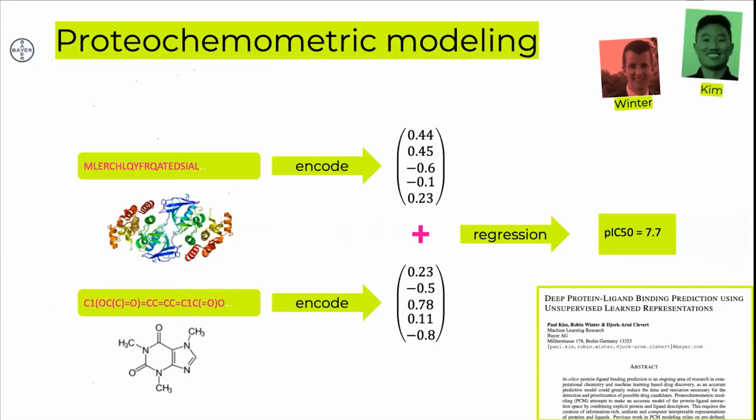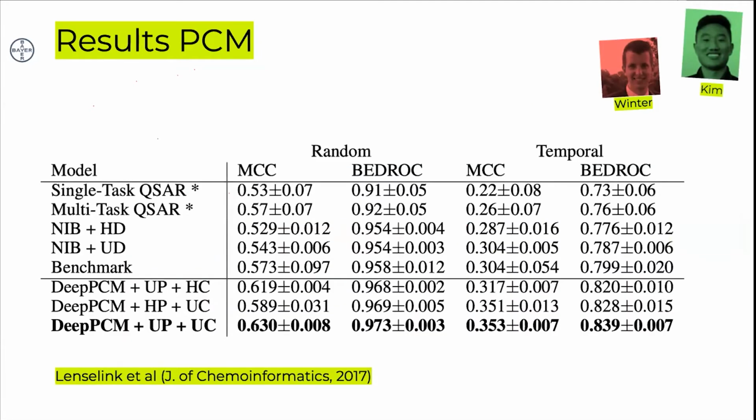Okay, but nonetheless, now when you have it, you can take an arbitrary protein and embed it in a fixed size space. You take an arbitrary ligand, encode it also, and now you can combine those two embeddings and perform a regression task and see, for example, whether this ligand binds to this protein with a pIC50 value of 7.7. We presented this last year at the Learning Meaningful Representations workshop at NeurIPS. And the results are extremely promising.